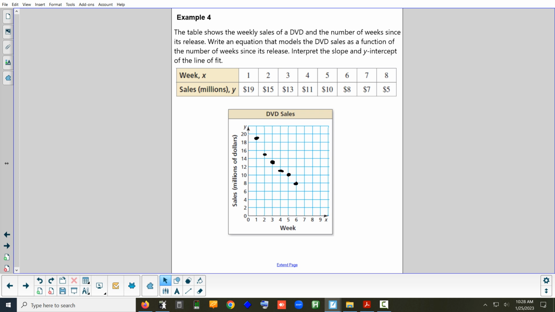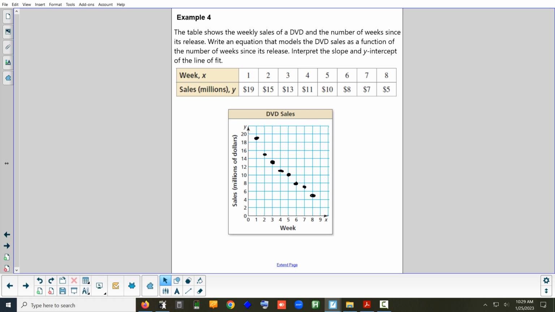So you can see what's happening. As time goes on, less people are buying the movie. Maybe because it's been out longer, people aren't interested in it anymore. But as the weeks go on, it seems like the money they make from selling movies is going down. 7, I think would be about right there. And then 8, we're at 5.